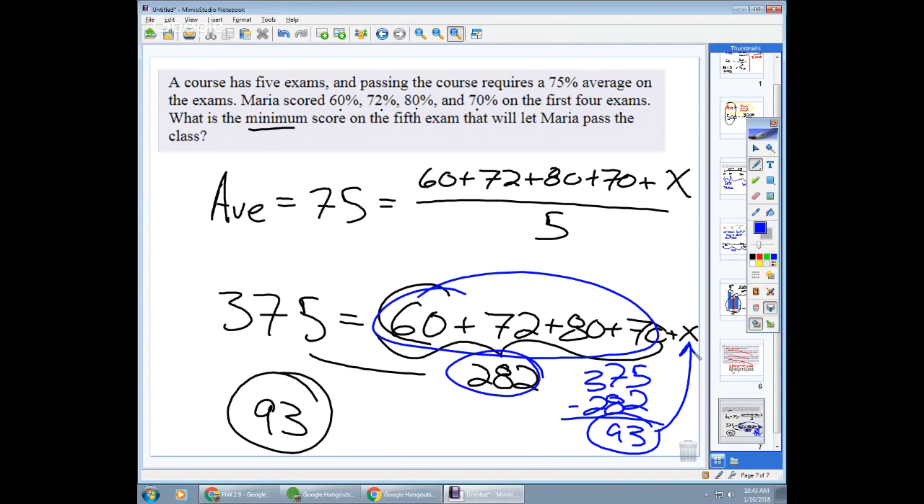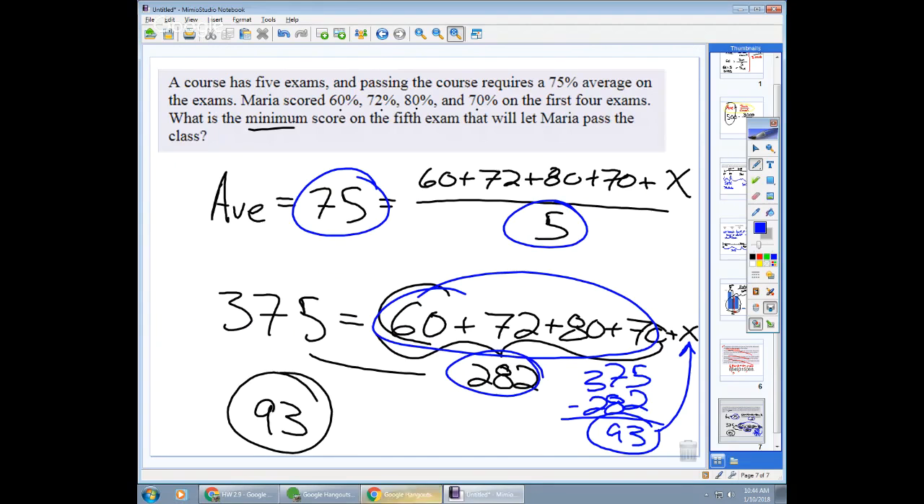How would you get 375? Yeah. The sum is always the average times the count. If all of her tests were 75, she'd be great, right? So that would mean she has to have a total number of points of 375. Total points there. Okay.